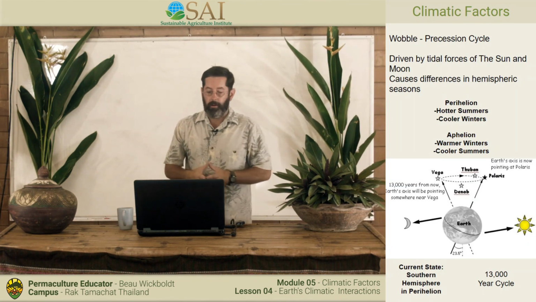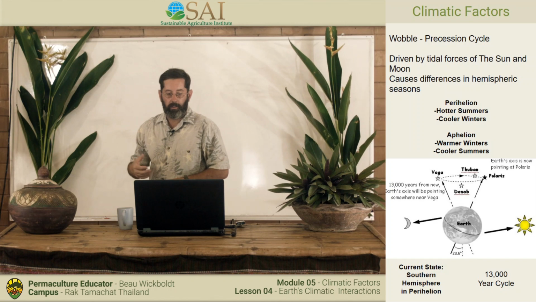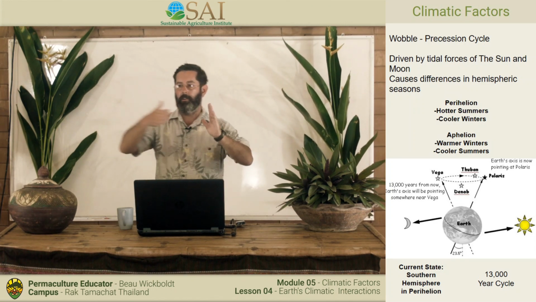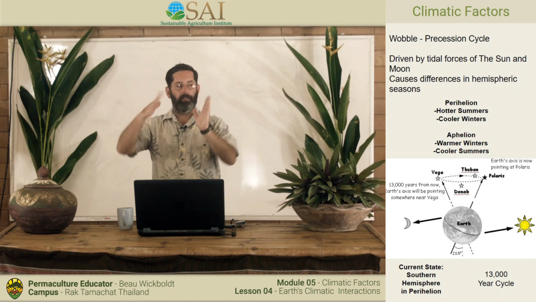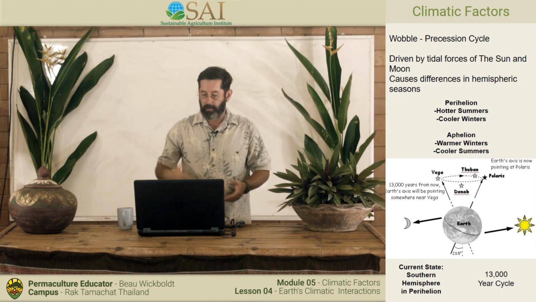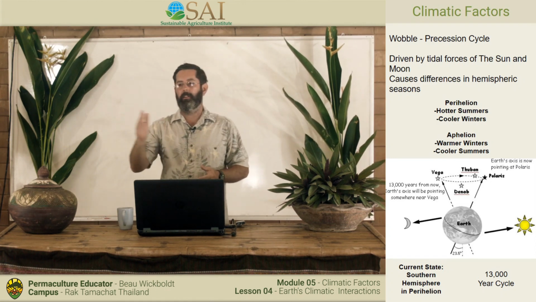So the wobble, known as the precession of the equinox, is driven by tidal forces. As the moon gets closer or further away in its precession, it makes the Earth tilt in this wobbling state. That happens every 13,000 years.